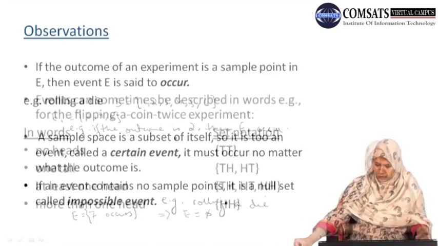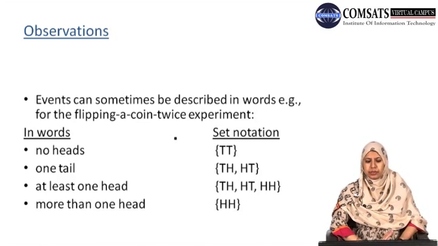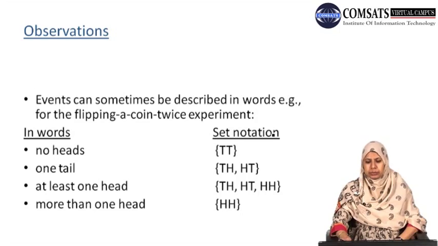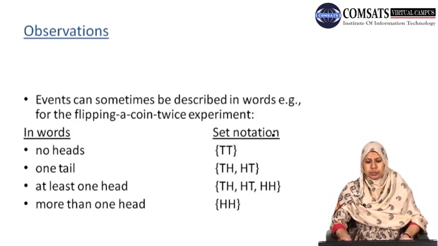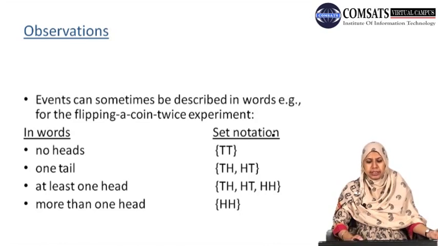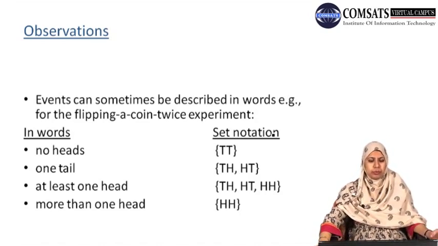7 cannot be obtained by rolling a die if the faces of the die are numbered from 1 to 6. The next observation is that events can sometimes be described in words. For example, for the flipping a coin twice experiment, we can define our event in words as no heads, which means that our event will contain the outcome tail tail only. In words, we can also define one tail, which means that two outcomes will be the elements of our event. At least one head, more than one head. So we can also define our events in words or in descriptive form.